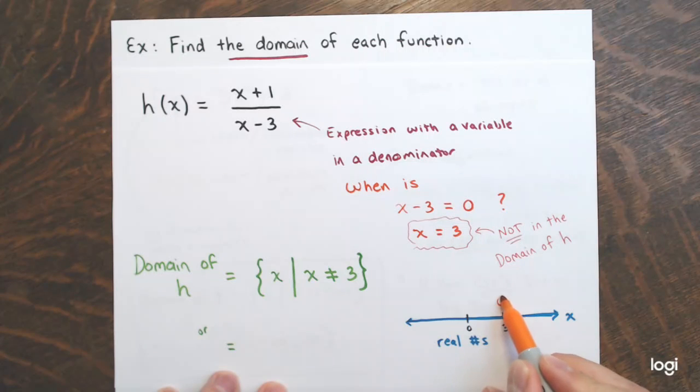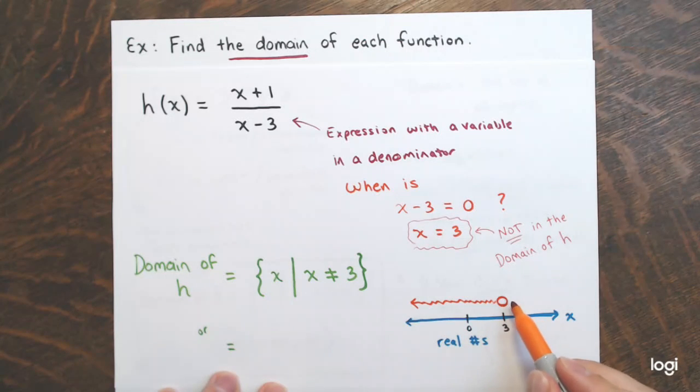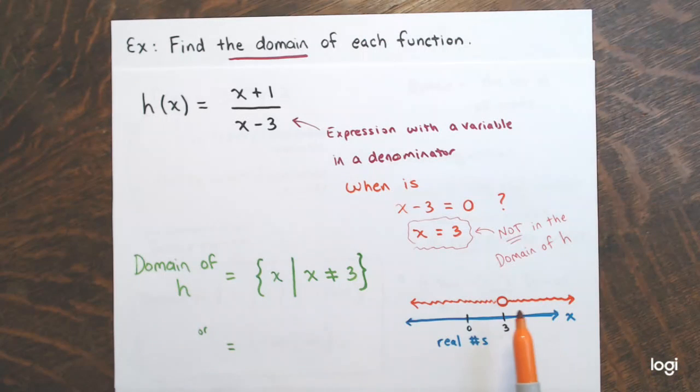So I like to put an open point above a number when it's not included. Alright, 3 is not included, so there's nothing there. But then everything else, right? All the numbers to the left of 3 belong in the domain. All the numbers to the right of 3 belong in the domain. So that's like a graph of the domain, if you will.